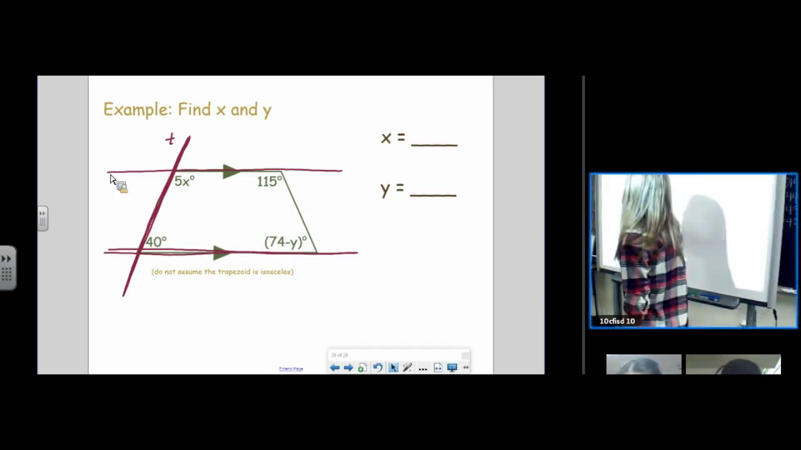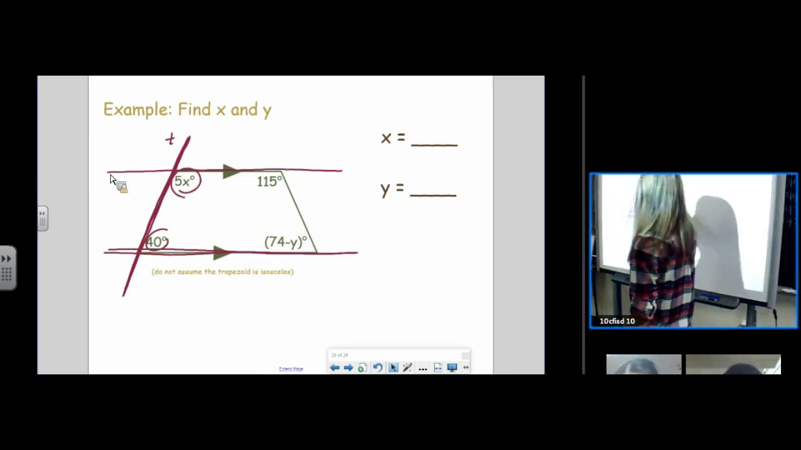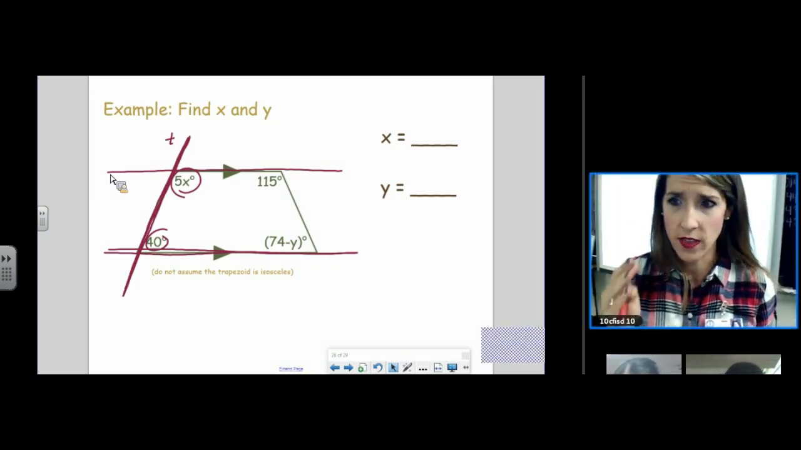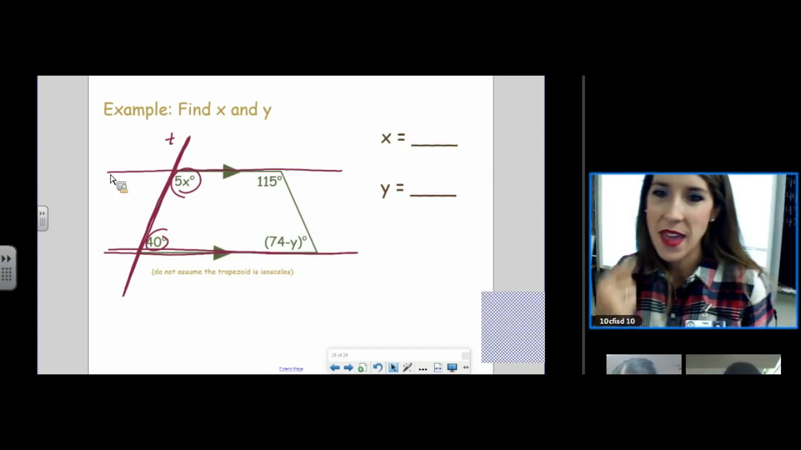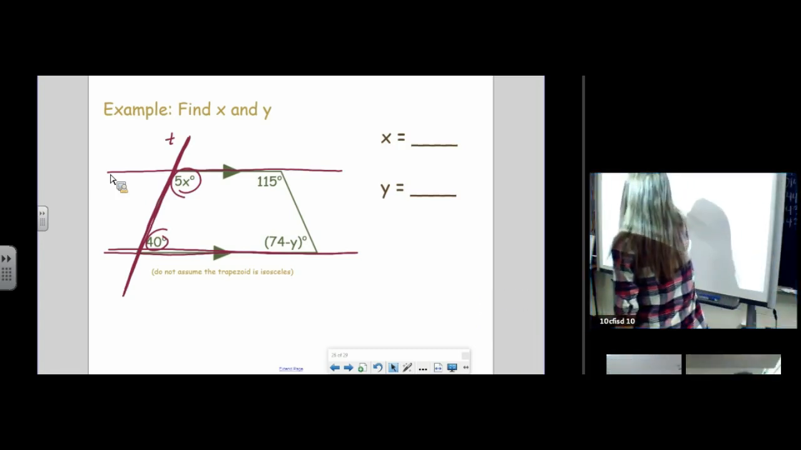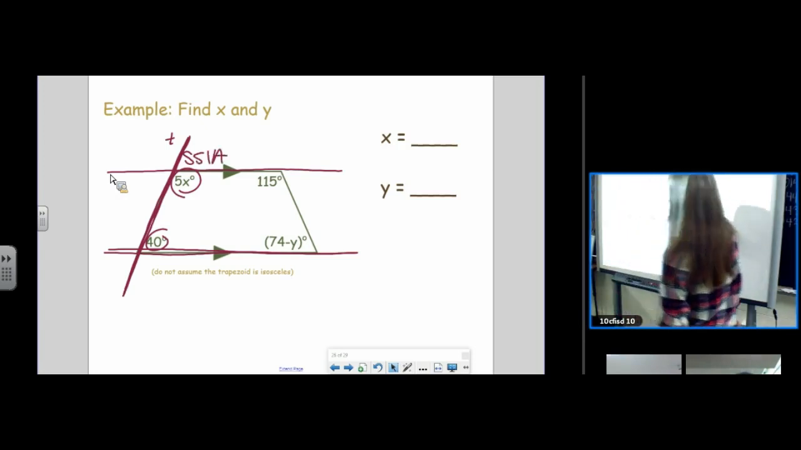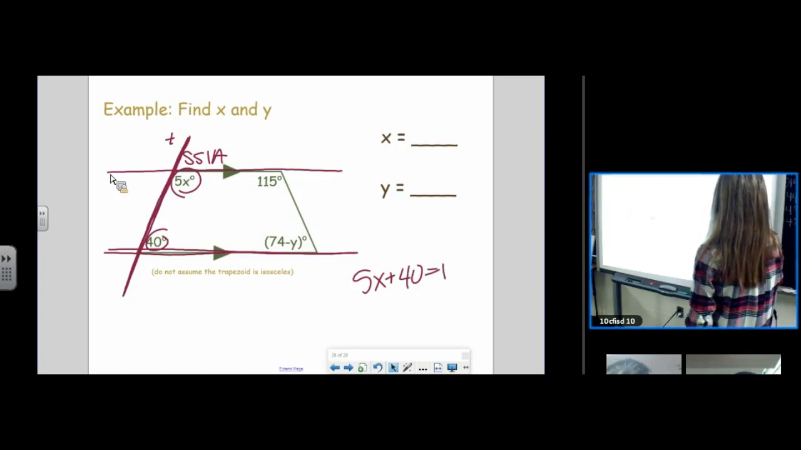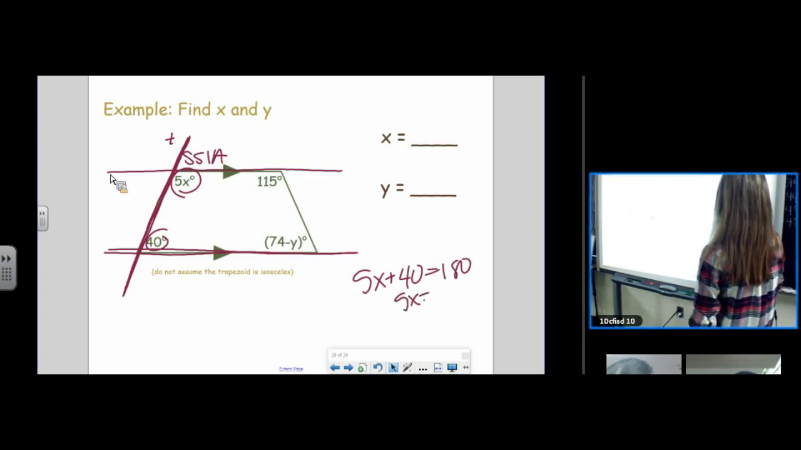What's the vocab word for these two angles? We're not even looking at the other two angles. Don't even look at them. They're not there. Ignore them. If you can't see them, they can't see you. Okay, so those are same side interior angles. Same side supplementary, same side supplementary. So we know they add up to 180.